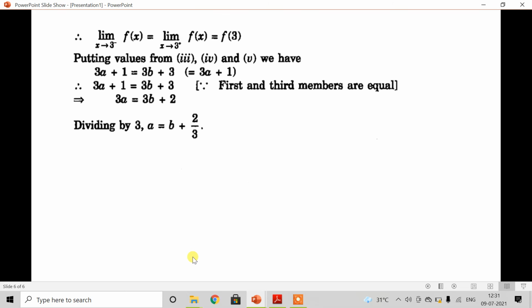So equate the two, we get 3a plus 1 is equal to 3b plus 3. We equated the left hand limit and right hand limit, which is equal to the value of the function 3a plus 1. Now you can find the relationship between a and b: 3a is equal to 3b plus 2, so a is equal to b plus 2 by 3.